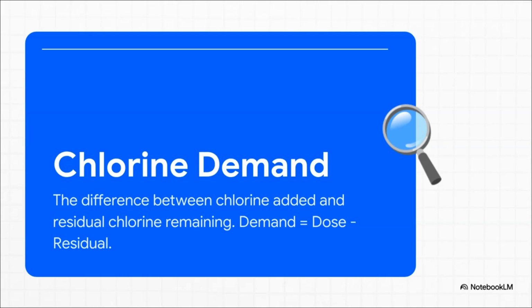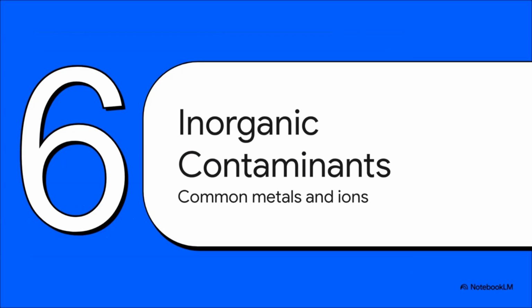When you first add chlorine to water, a bunch of it gets used up almost instantly, reacting with all sorts of impurities. This initial consumption is called the chlorine demand. You have to add enough chlorine to satisfy this demand first before you can start building up that protective residual that we need. For our final section, we're going to do a quick rundown of some specific inorganic contaminants.